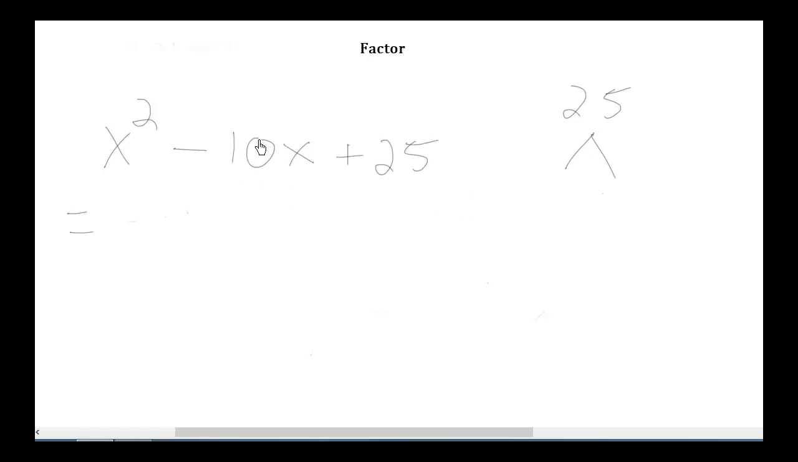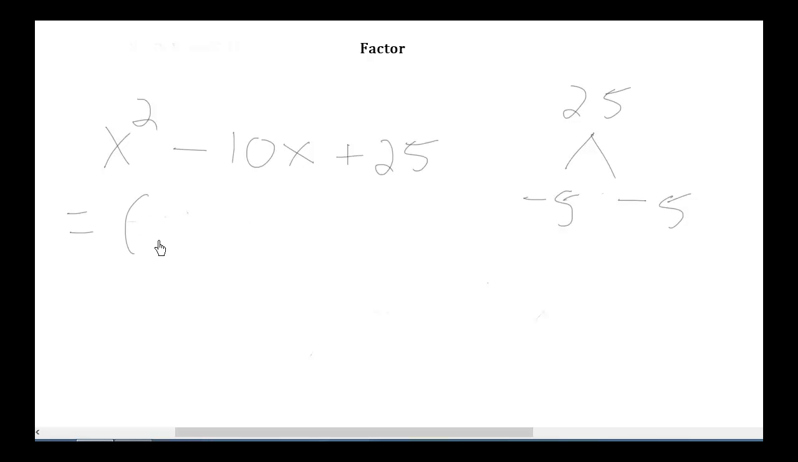Well, since they're adding to a negative and it has to multiply to a positive, if it factors, I know both of them have to be negative. And 25 is pretty easy. You don't have that many factors. You got 1 and 25, that's not going to work. And 5 and 5. Oh, that'll do it. Minus 5 and minus 5. Minus 5 times minus 5 is 25. And minus 5 plus minus 5 is the minus 10.